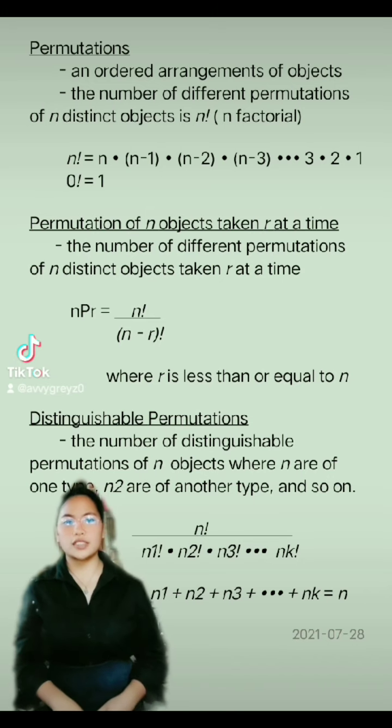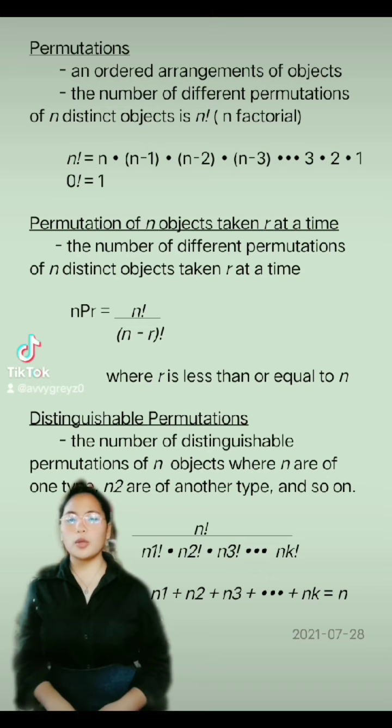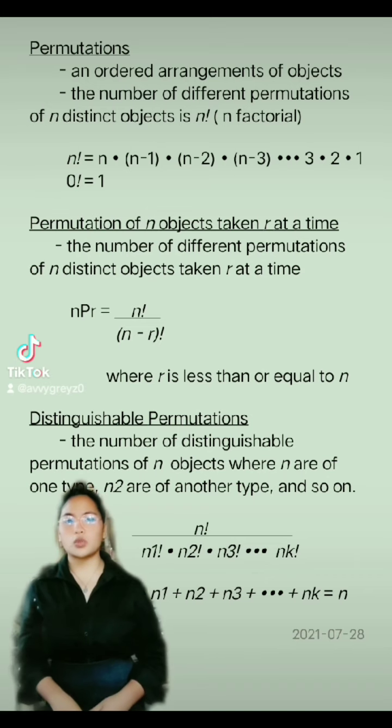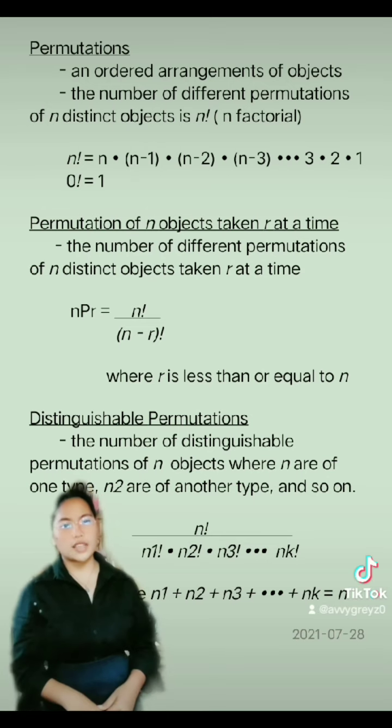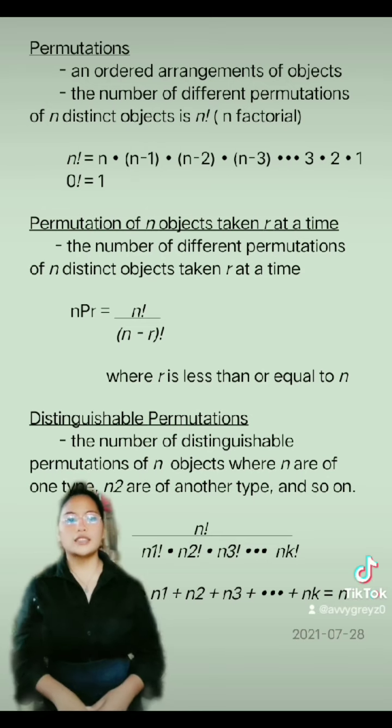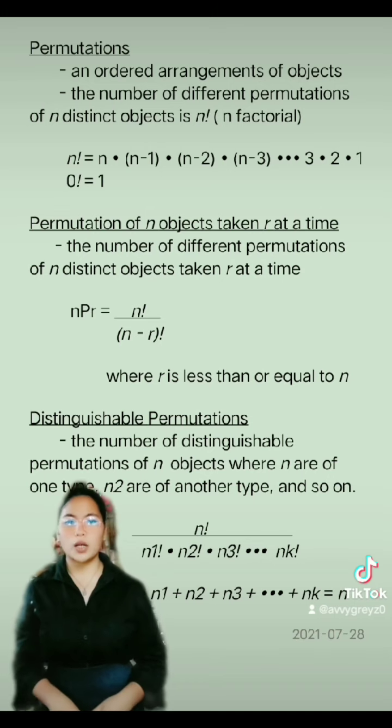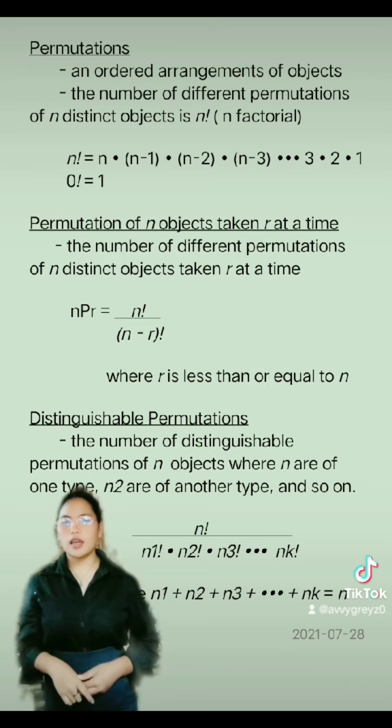Distinguishable permutations. The number of distinguishable permutations of n objects where n sub 1 are of one type, n sub 2 are of another type, and so on, is n factorial over n sub 1 factorial times n sub 2 factorial times n sub 3 factorial and so on until n sub k factorial, where n sub 1 plus n sub 2 and so on until n sub k is equal to n.